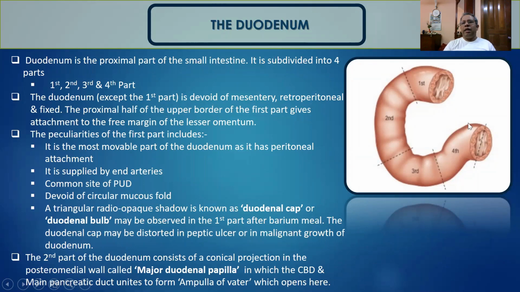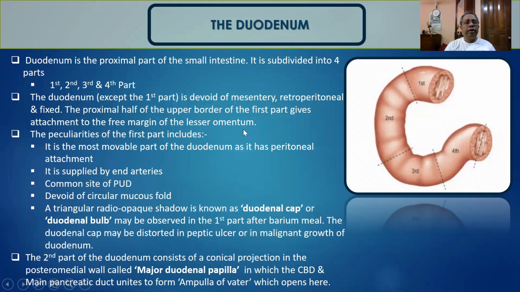But here, the peritoneum is reflected in front of the duodenum, goes laterally and becomes continuous with the parietal wall. For that reason, the second part and third part are retroperitoneal organs, devoid of mesentery, retroperitoneal, and fixed. The proximal half of the upper part of the first part gives attachment to the free margin of the lesser omentum. So that proximal part is attached to the free margin of the lesser omentum.